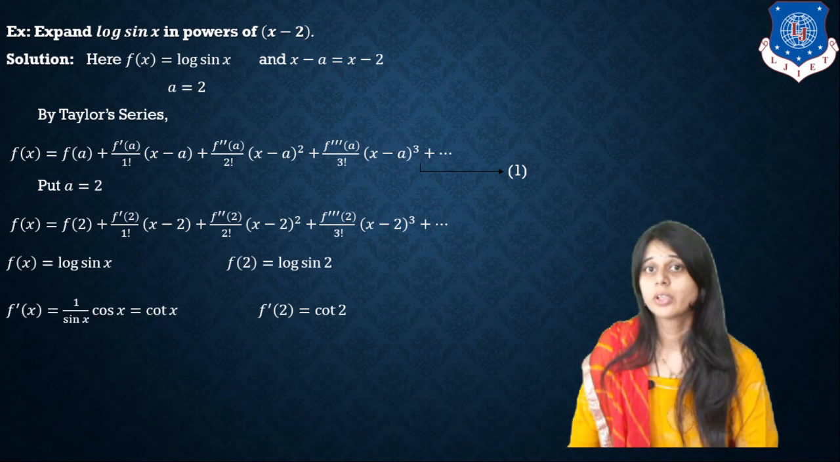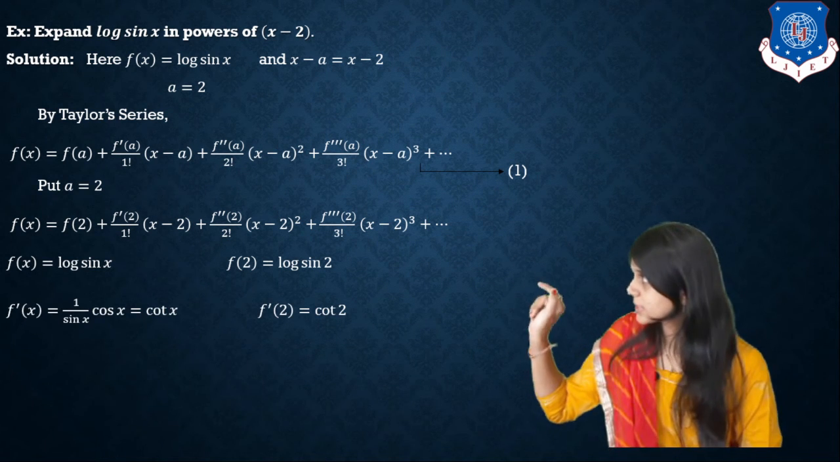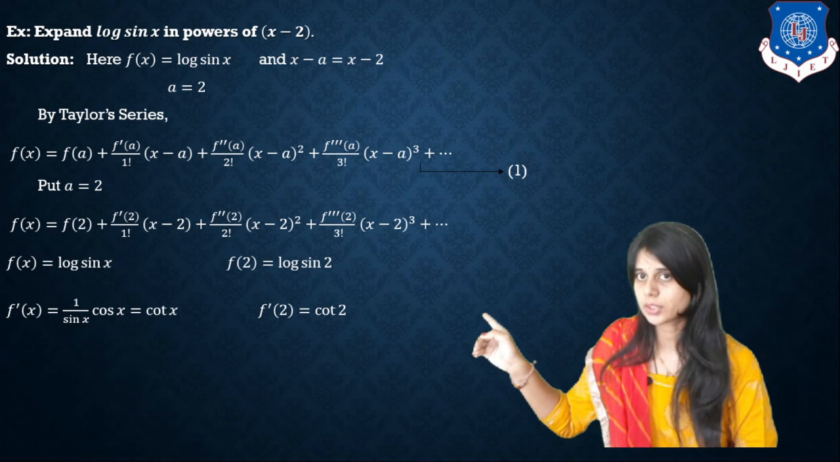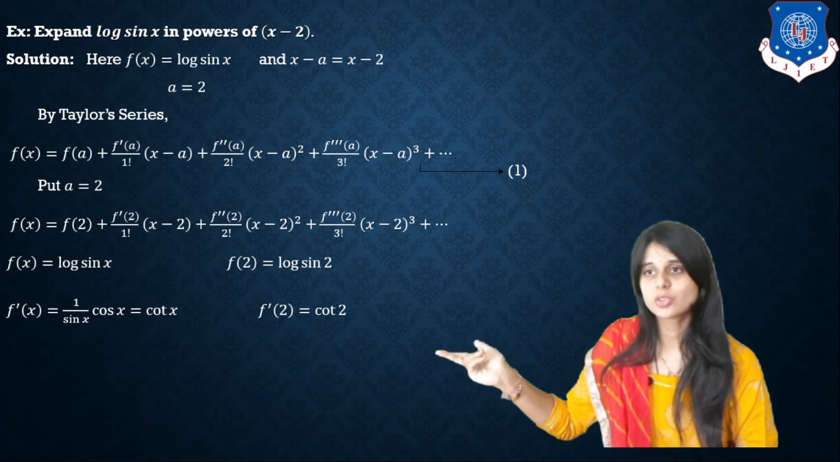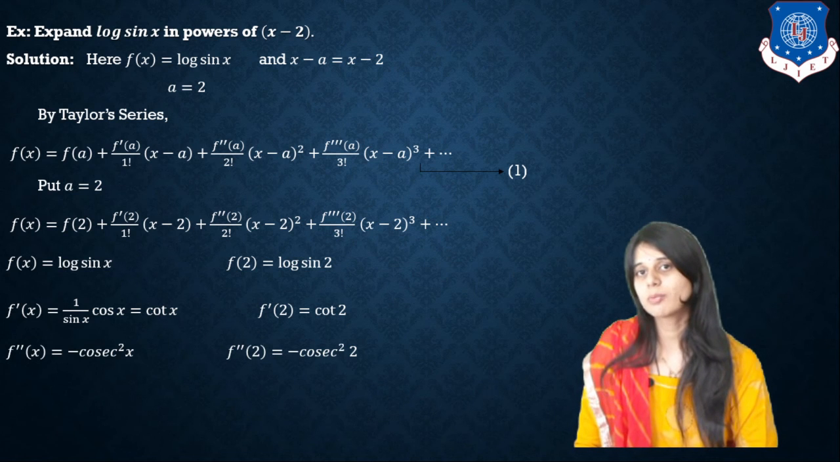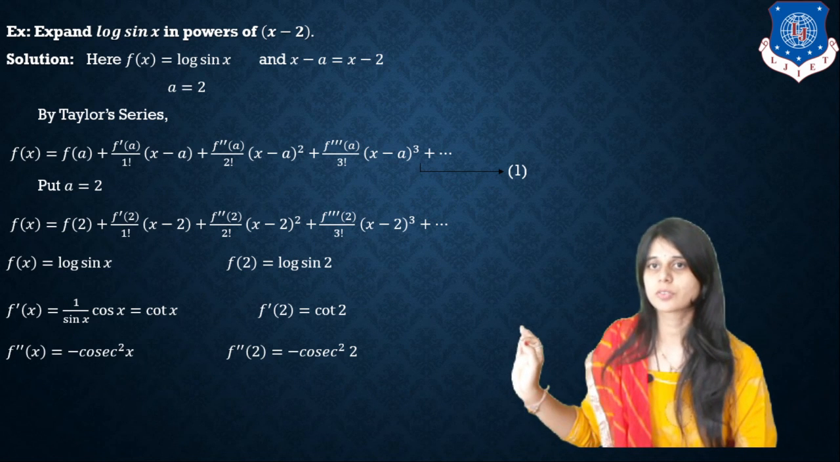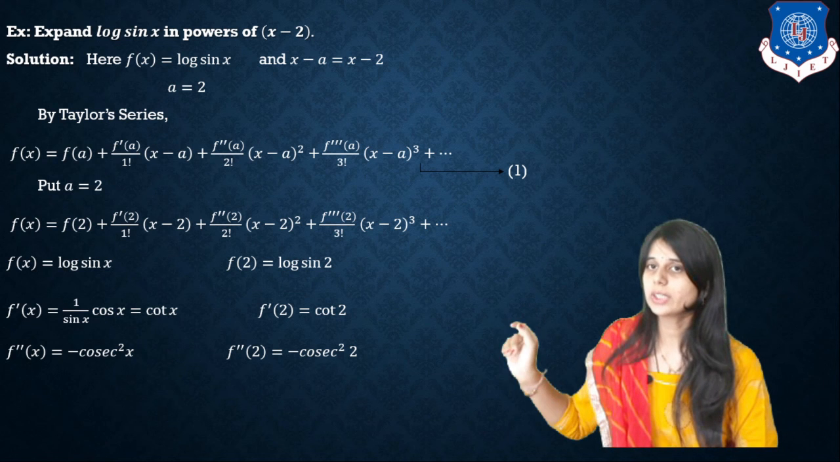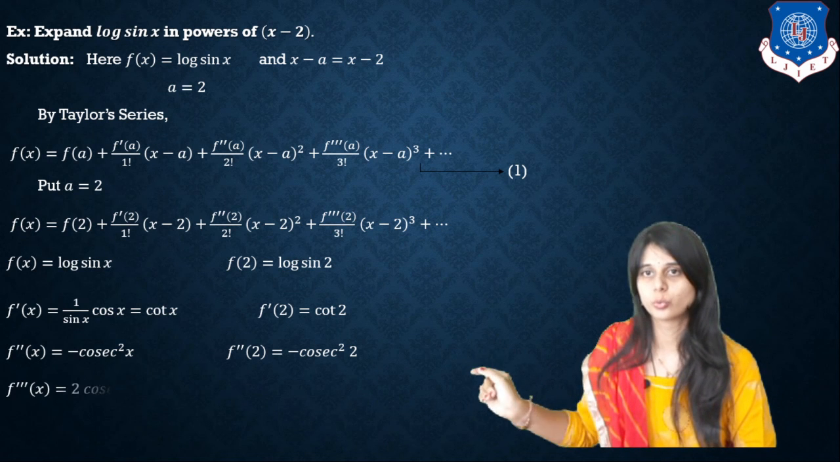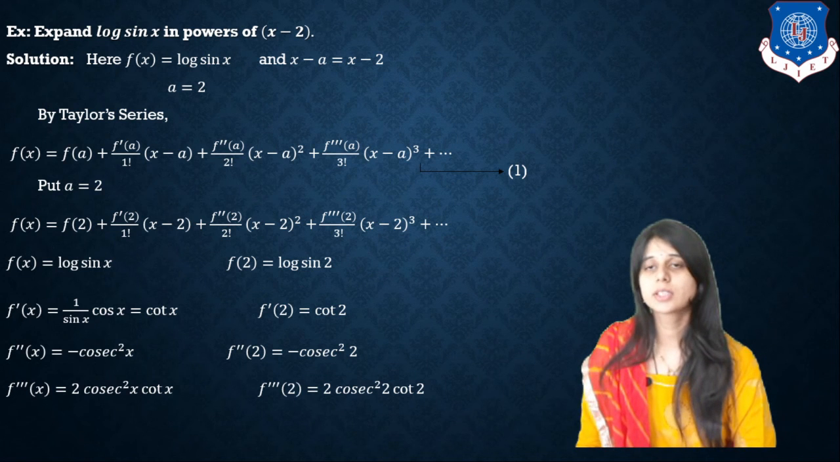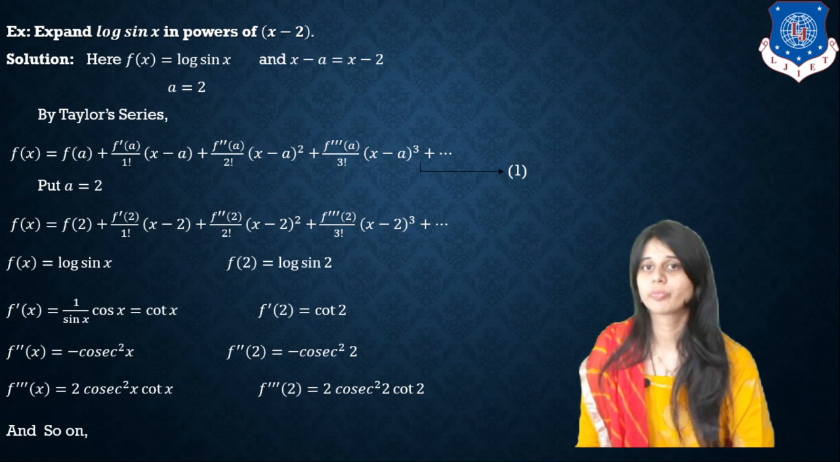Log sin 2. f dash x is 1 upon sin x into cos x. What is 1 upon sin x into cos x? This is cot x. And f dash 2 is cot 2. f double dash x: what is the differentiation of cot x? Minus cosec square x. Then f double dash 2 is minus cosec square 2. For f triple dash x, it is 2 cosec square x into cot x. So what is f triple dash 2? It is 2 cosec square 2 cot 2.